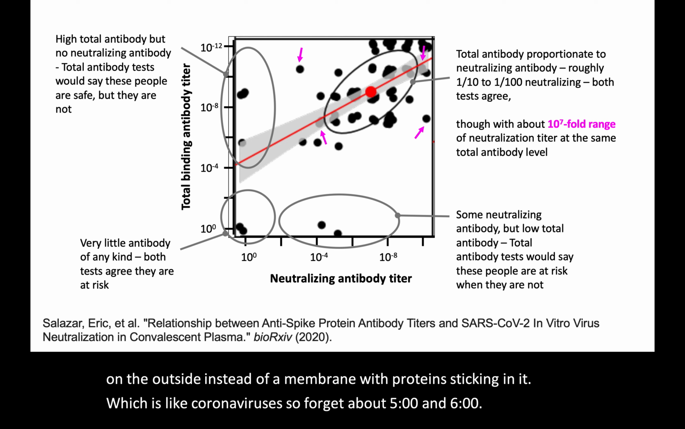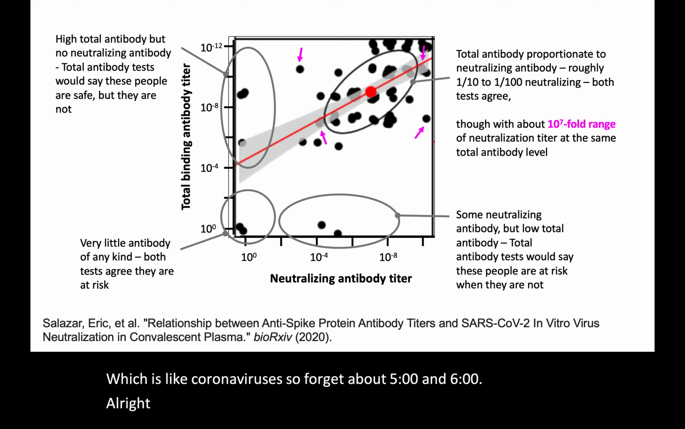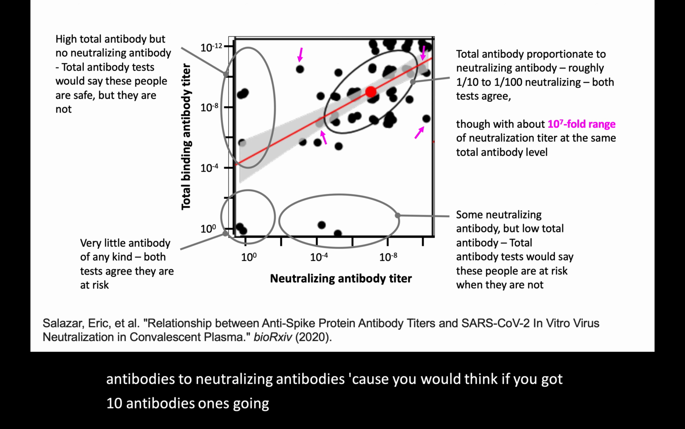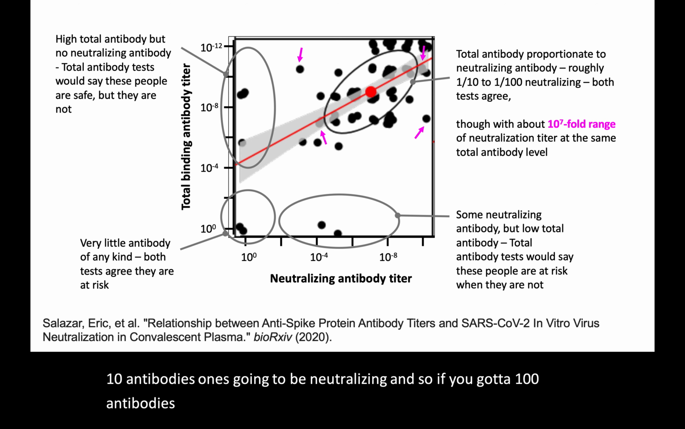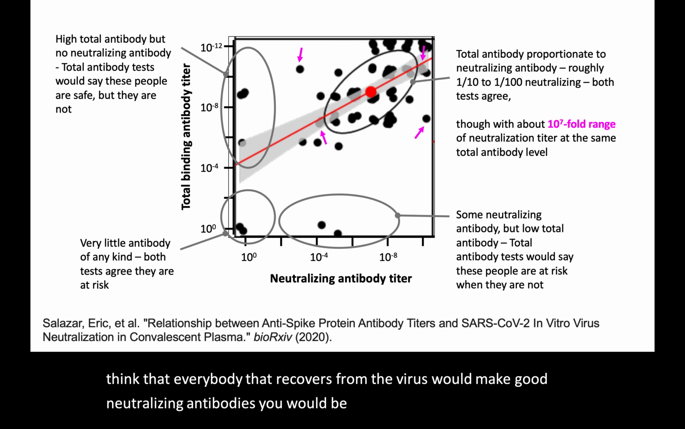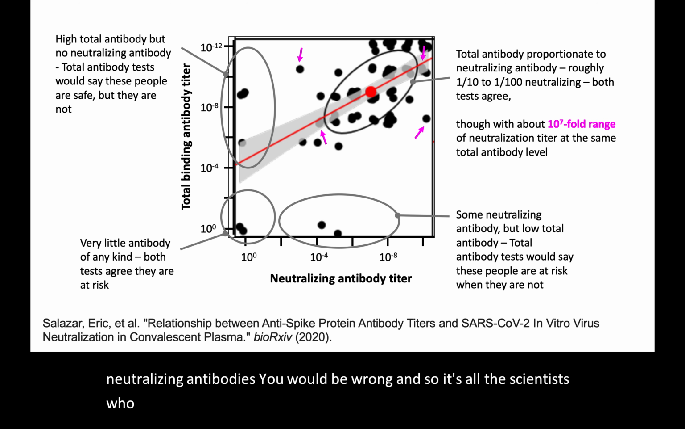All right, so here's a nice little chart that shows the relationship of antibodies to neutralizing antibodies. Because you would think, well, if you got 10 antibodies, one's going to be neutralizing, and if you got 100 antibodies, 10 is going to be neutralizing, something like that. And you would think that everybody that recovers from the virus would make good neutralizing antibodies. You would be wrong, and so would all the scientists who have thought that this is probably how it works, because that's what actually makes sense.